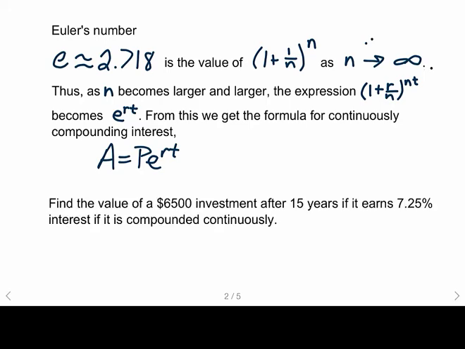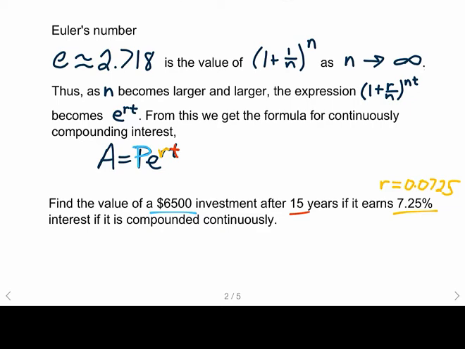And so using this, what we're going to do is find the value of a $6,500 investment after 15 years if it earns 7.25% interest compounded continuously. The $6,500 is the same as before. It's the P that was invested in this case. Could be borrowed, but in this case invested. The 15 years is the time t, and the interest rate, 7.25%, is still going to be expressed as a decimal, 0.0725.